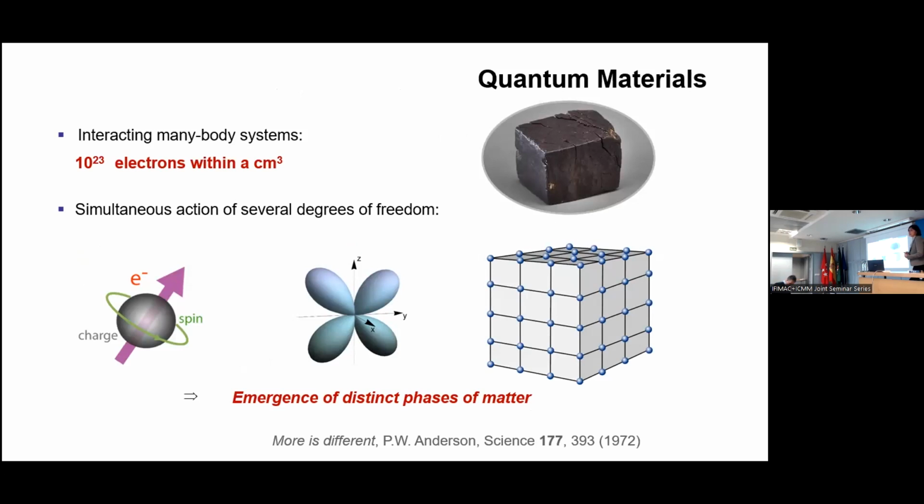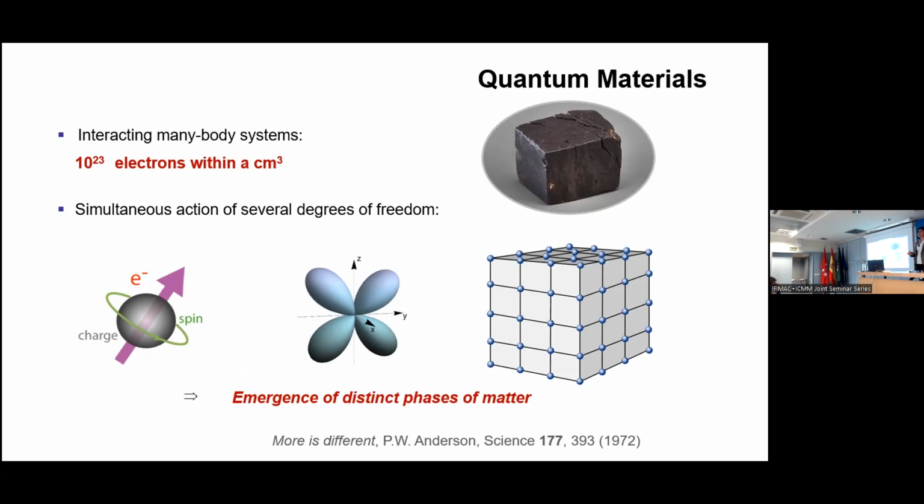So for us, a piece of iron, for instance, is a quantum material, because we view it as a system. If we consider 1 cubic centimeter of iron, it consists of 10 to the 23 electrons, which are interacting among each other. And it is the simultaneous action of the properties of these electrons, like the fact that they have a charge, they have a spin, they occupy orbital states, and they interact with the lattice. So all this simultaneous action gives rise to collective properties and what we call the emergence of distinct phases of matter.